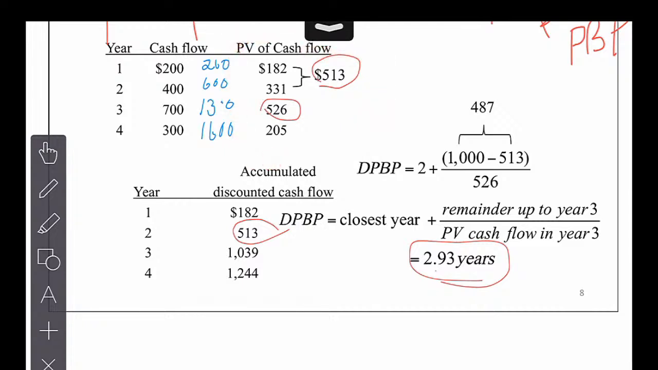But if you're communicating with someone who's not versed in finance, you could show them this and then just show them that it's going to pay back in less than 3 years. All right? So you have to think of your audience. That's the most important thing.